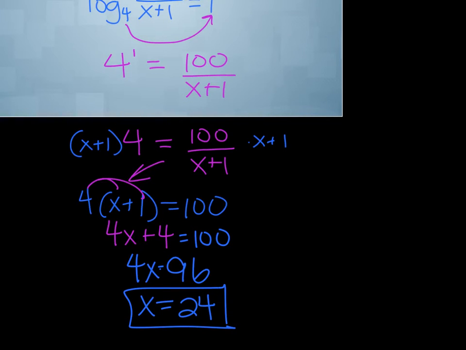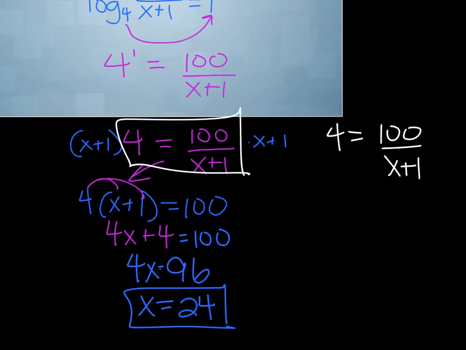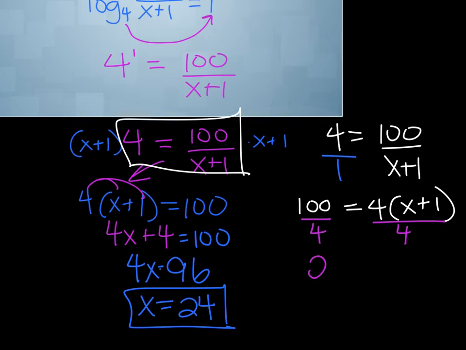The other way is if you're better at seeing this as a proportion. So 4 equals 100 over x plus 1. Then put that 4 over 1 and cross multiply. So 100 times 1 is still 100. 4 times x plus 1. And then I can divide both sides by 4. And then subtract the 1.